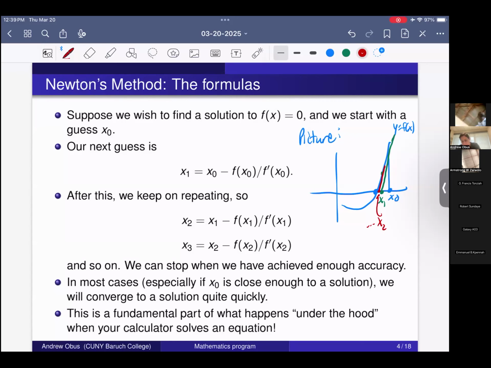And this algebra over here is just translating this geometry into equations. So I'm not going to do that again today, but you can look in the notes from last week to see how we got these equations from this picture. Okay, so let's do an example.